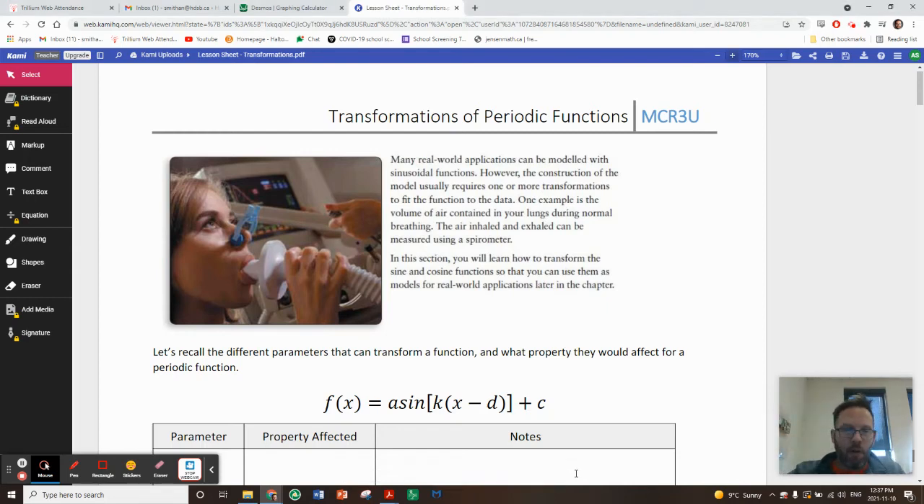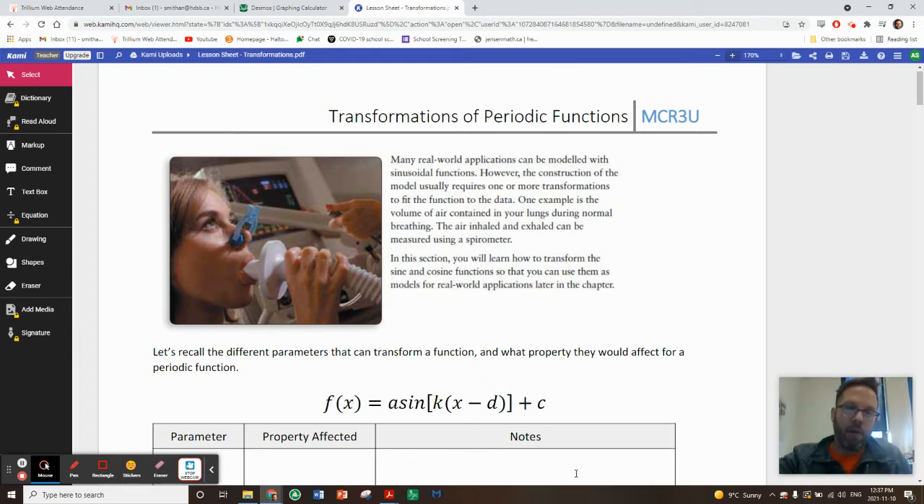Hey guys, Mr. Smith here, and in this video lesson, we are talking about transformations of the sine function and the cosine function, looking at more involved graphs that apply more than one transformation, and then using those graphs to try to model some real life scenarios.